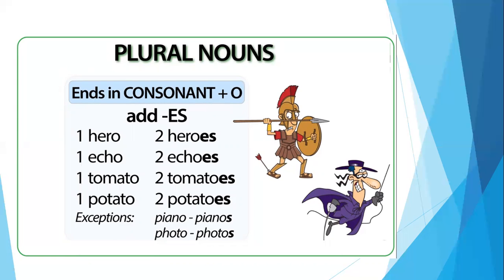You can see the words piano and photo. They have the last letter O. Before the last letter, these words have a consonant, but we just add S to make those words plural.